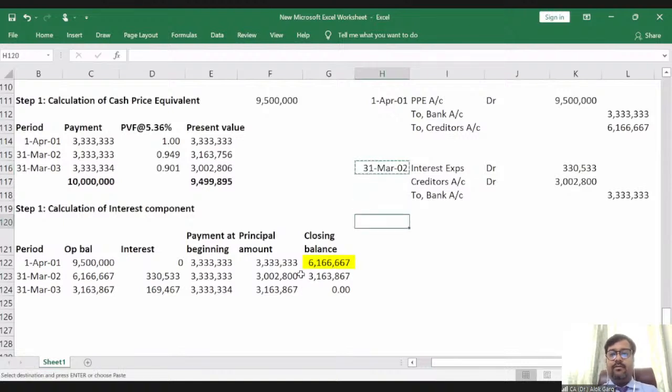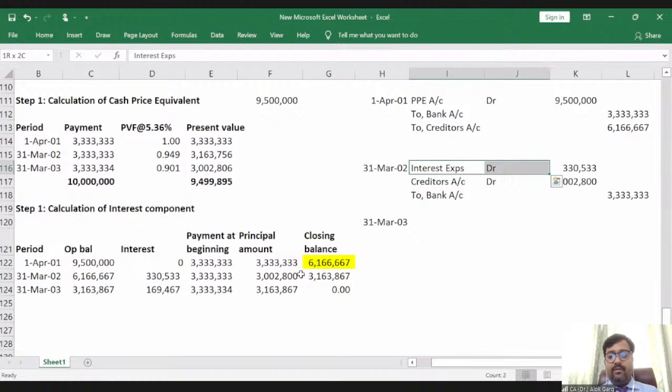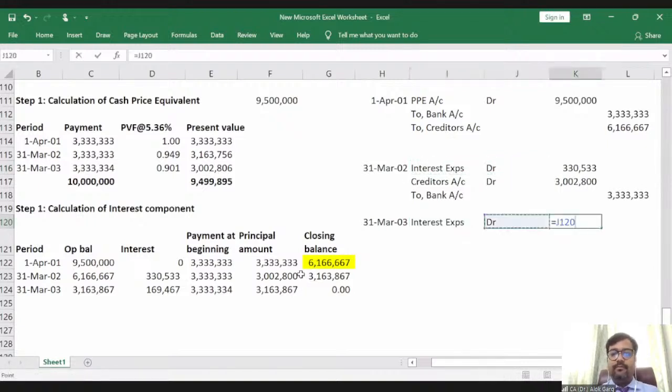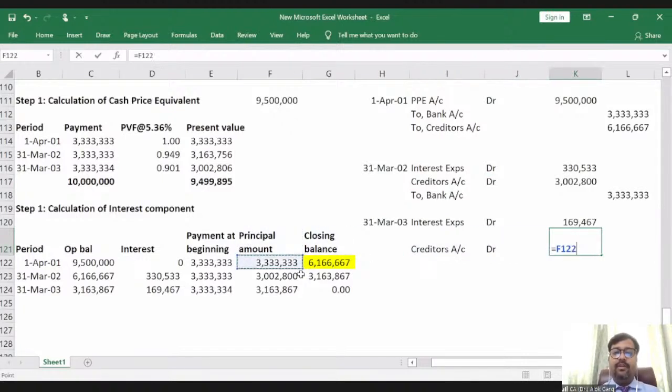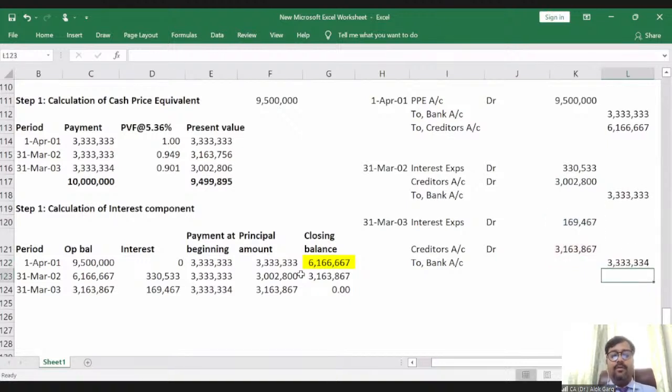The third accounting entry, 31st March 2003. What is my accounting entry? Again, I need to recognize interest expense debit. How much amount? 169,467, sorry. Creditors account will be debited by how much amount? Again, it is by 31,63,867, right? And then your bank account will be credited by how much amount? Bank account will be credited by these two amounts, which is 33,33,334, right?